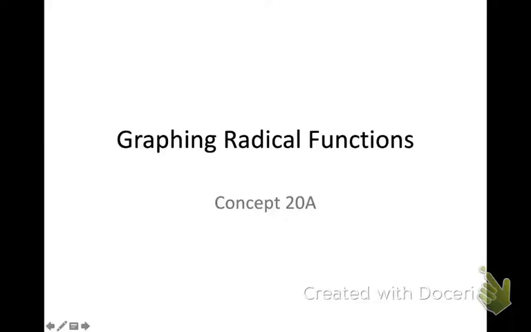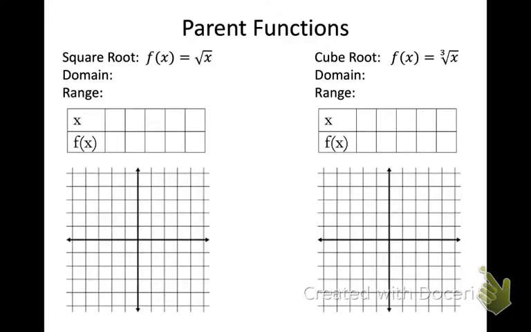Algebra 2, Concept 20, Part A, Graphing Radical Functions. What's going to be most helpful in this concept is to become familiar with some parent functions. We're going to be looking at the square root function, so you can see that on the left, f of x equals the square root of x, and the parent cube root function, f of x equals the cube root of x. So to get a picture of this graph, let's plot some points.